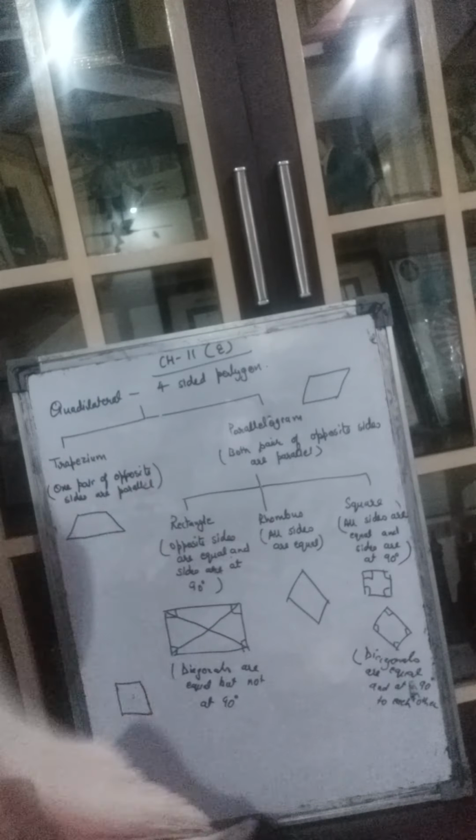So in this case, can you identify the regular quadrilateral? Which will be a regular quadrilateral where all the sides will be equal and all the angles will also be equal? That will be a square. Okay. So C part is the correct answer.